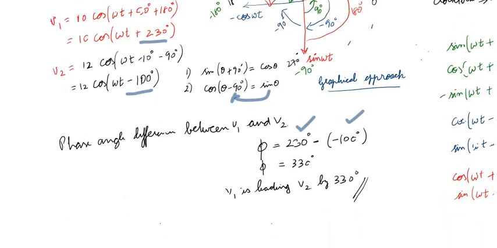Okay. Now, we will use the pure graphical approach, which is very easy. We'll go to the next method. Straight away, we'll use only the graphical approach. Write the question again. We have the V1.